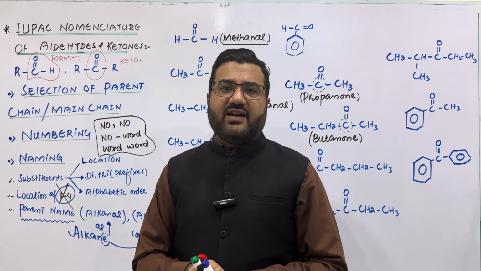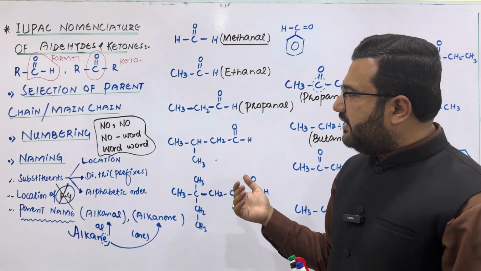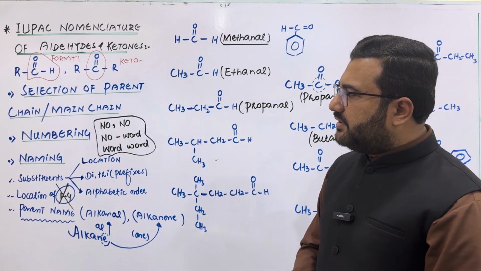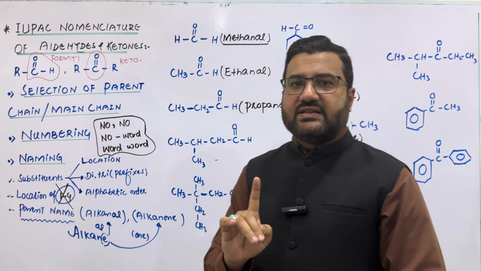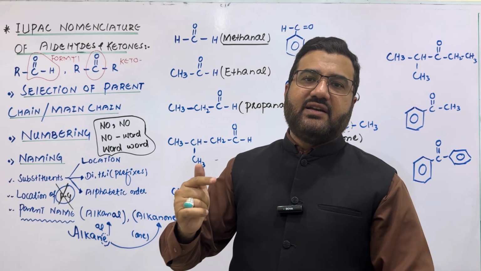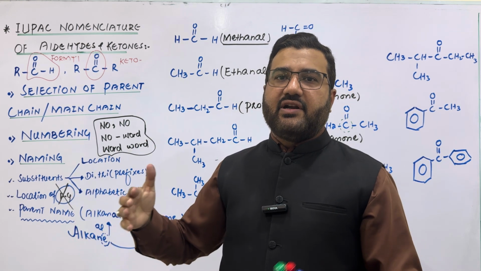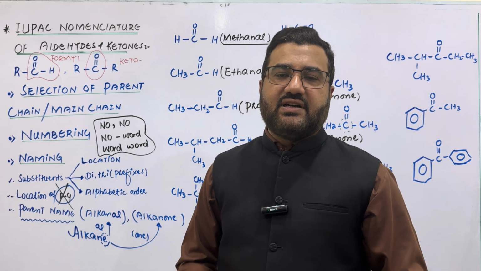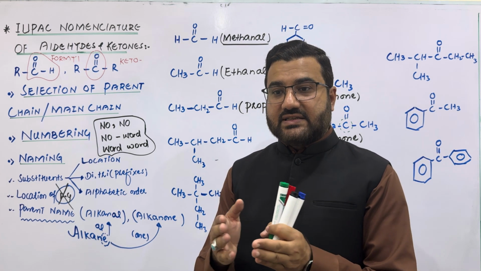In case of aldehydes, you will start the numbering from the end where the aldehyde group is attached. That is very simple. But in case of ketones, you will begin the numbering from the end of the chain where you find the functional group nearer. But if the functional group is present at equal distance from both sides of the chain, then you will look for the substituents.